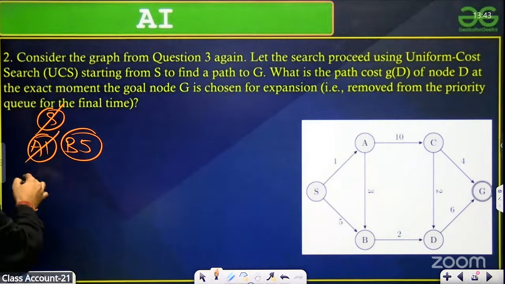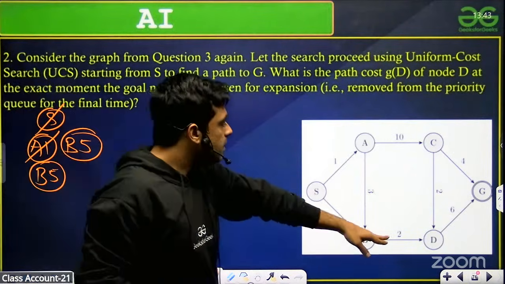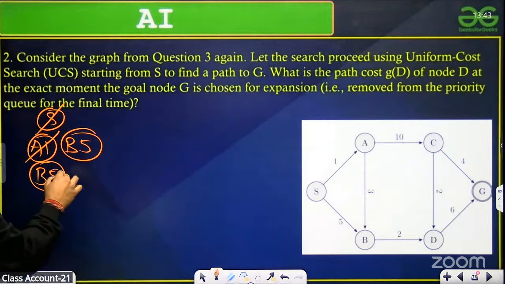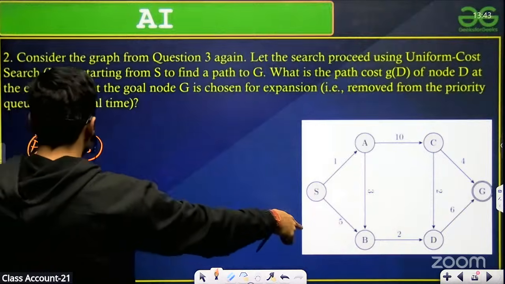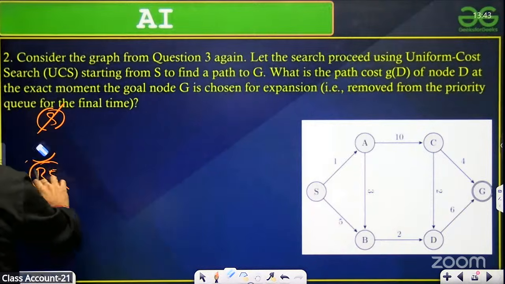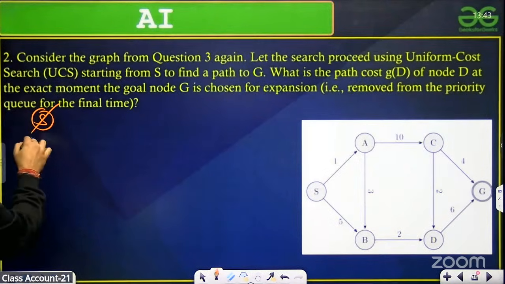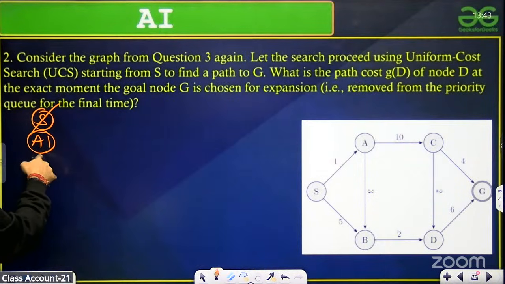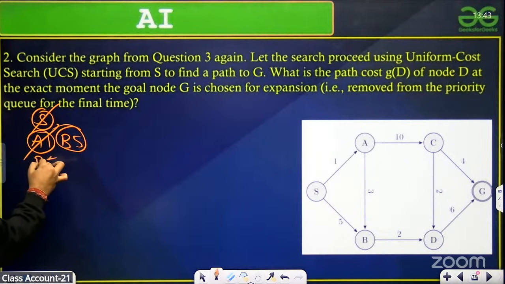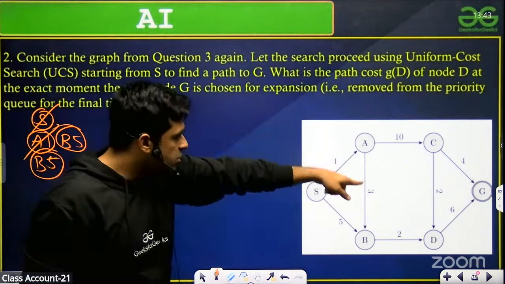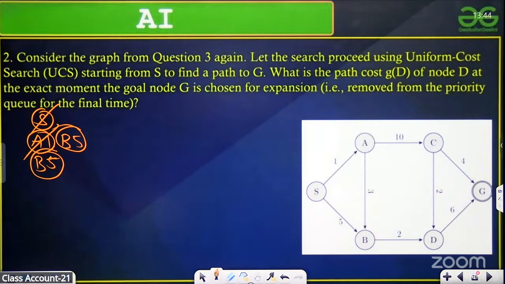So I would be exploring A1, and I have B5. I'll start with S. S has two children, A with cost 1 and B with cost 5. So I would cut A. A has how many children? A has a single child, that is B.